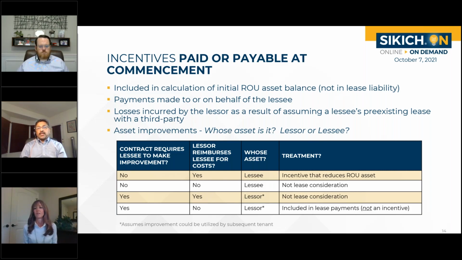Losses incurred by the lessor by assuming the lessee's existing lease liabilities. It could be like an early termination penalty or something like that. Leasehold improvements, which is a common lease incentive. So all of these incentives paid or payable at commencement would impact the right of use asset amount calculation. Here in this table, we have summarized different scenarios pertaining to leasehold improvements and the related accounting treatment for your reference. We're not going to cover that in this presentation, but it is there for your reference.